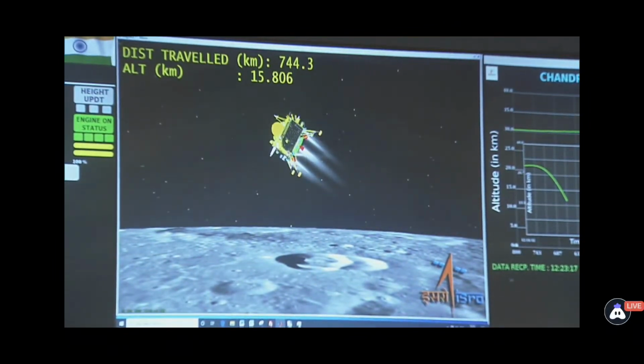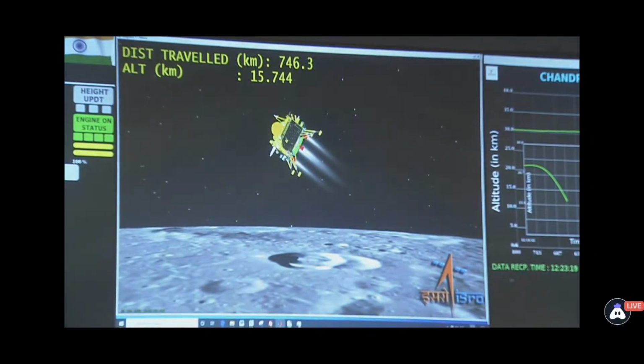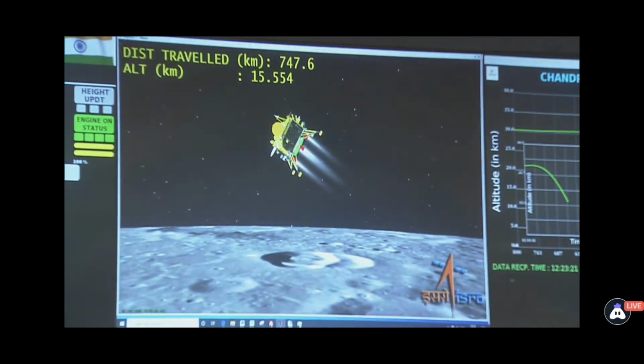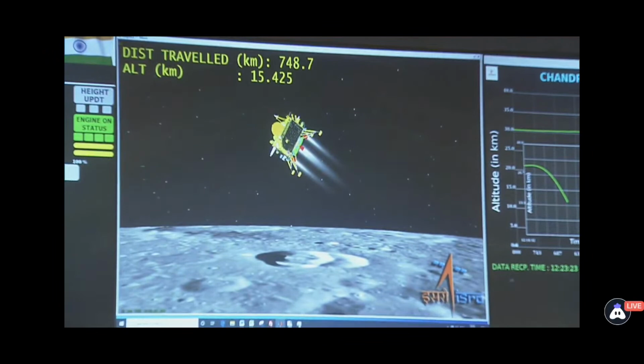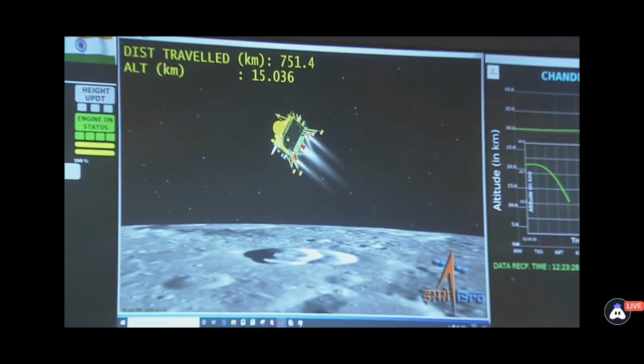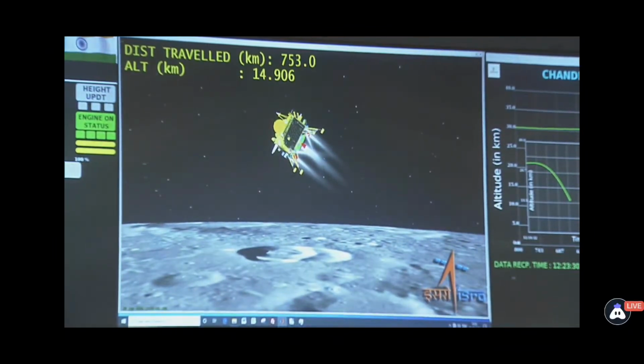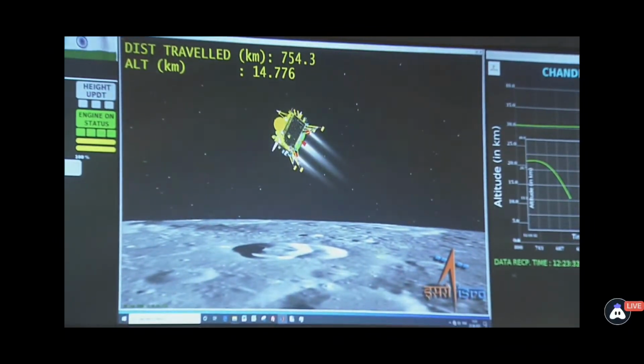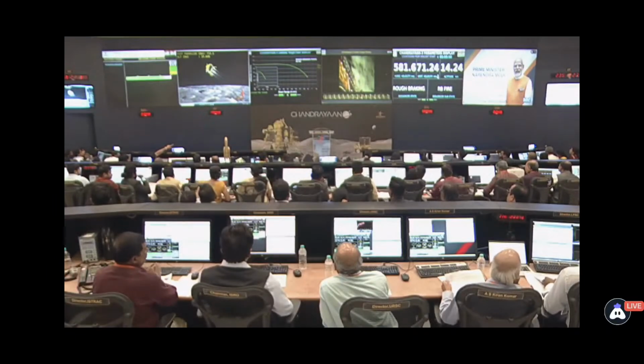We can see the visualization of the lander module moving towards the moon's surface. The current altitude is nearly 15.2 kilometers, and the distance traveled is 754 kilometers. We can also see the image that the lander imager camera has been providing.